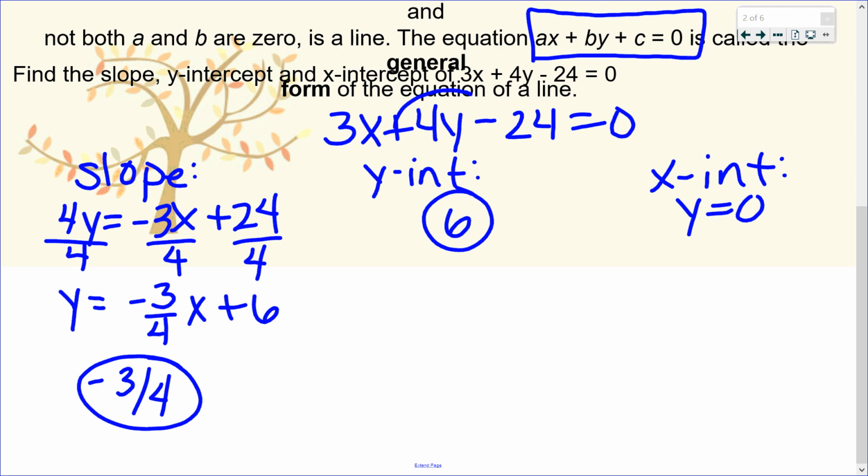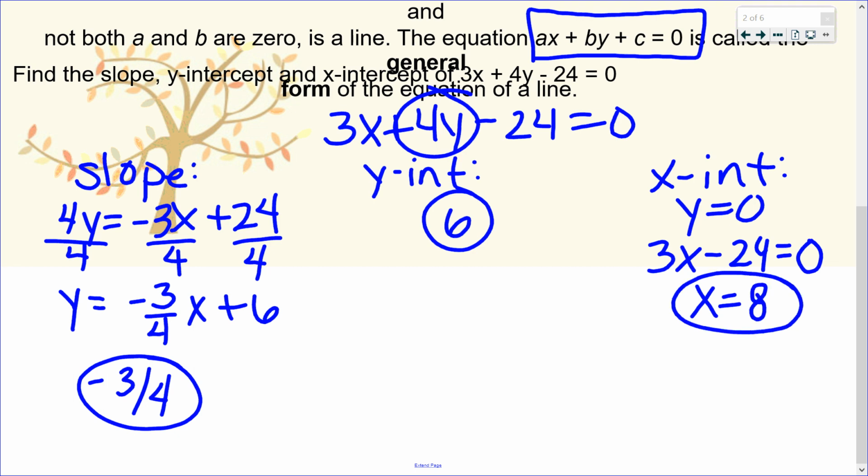If I plug 0 in for y, everybody agree that the 4y term is just going to disappear? Then I have 3x minus 24 equals 0. Add 24, divide by 3, x equals 8. 8 is the x-intercept. And you'll get that same thing if you solve using the slope-intercept form if you want to do that. Questions on general form of a line? Super easy? Good. Okay.